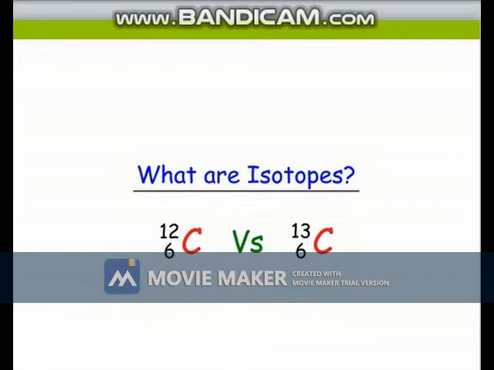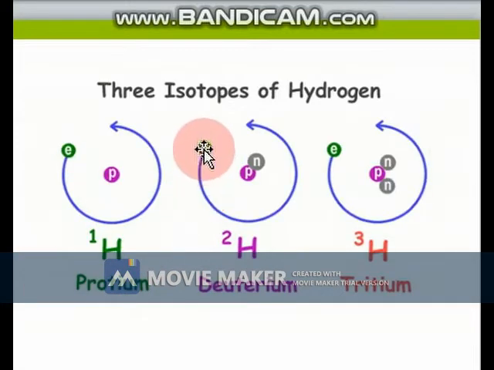We can also talk about isotopes of hydrogen. Look at the central part, which is the nucleus. Here we have only one proton. Here we have one proton and one neutron. Here we have one proton and two neutrons. So for this, the mass number is 1, this is 2, and then this is 3. That is a typical example of isotopes for hydrogen.